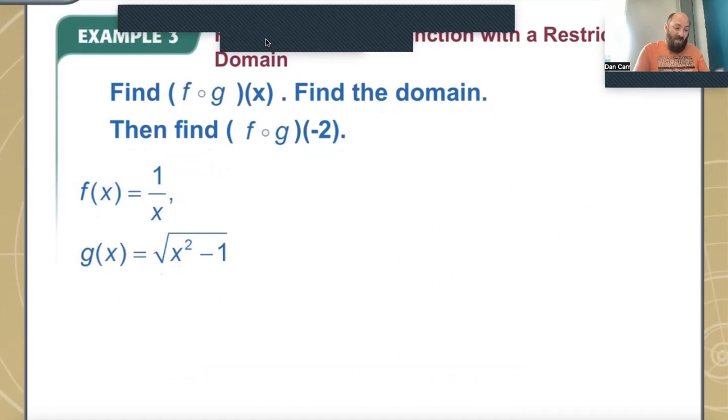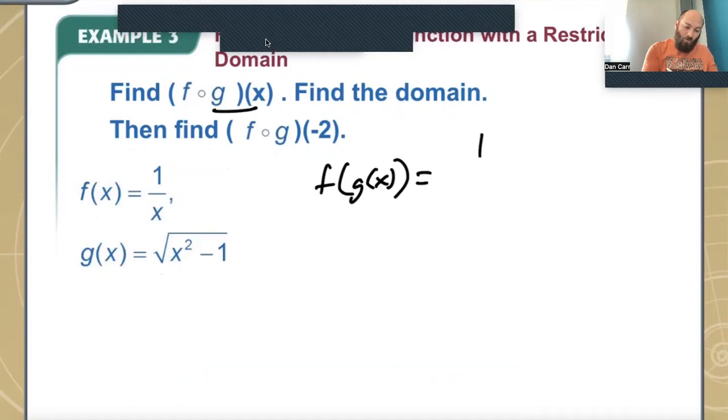Find f of g of x, then find the domain, then find f of g of -2. In this case, g of x is going to go inside f of x. So it'll be f of g of x. For my f of x, I'm going to just write 1 over, blank. G of x is going to be my input, so it'll be the square root of x squared minus 1. Now my composite function looks like this here.